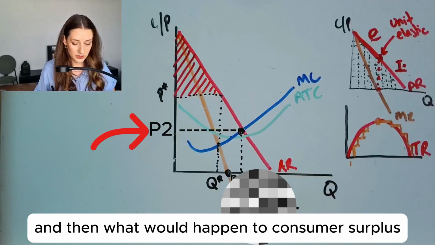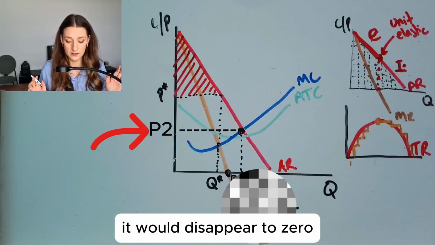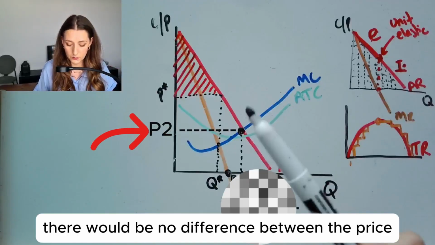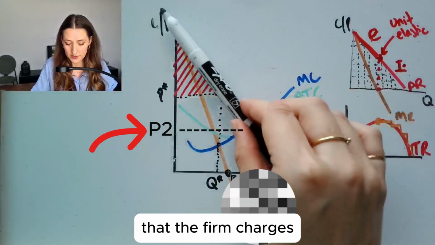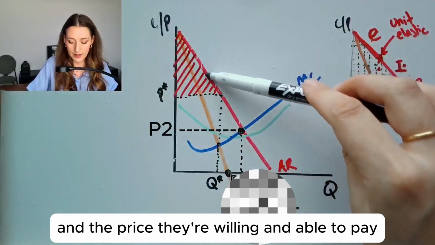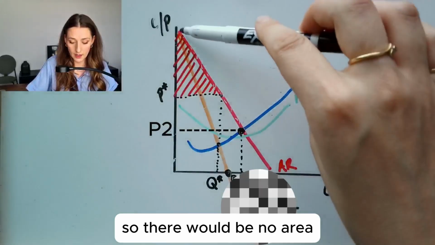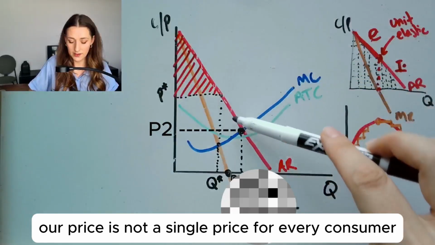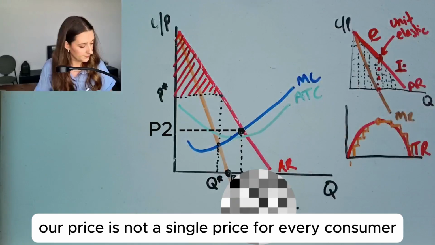And then what would happen to consumer surplus? It would disappear to 0. There would be no difference between the price that the firm charges each individual person and the price they're willing and able to pay. So there would be no area. Our price is not a single price for every consumer.